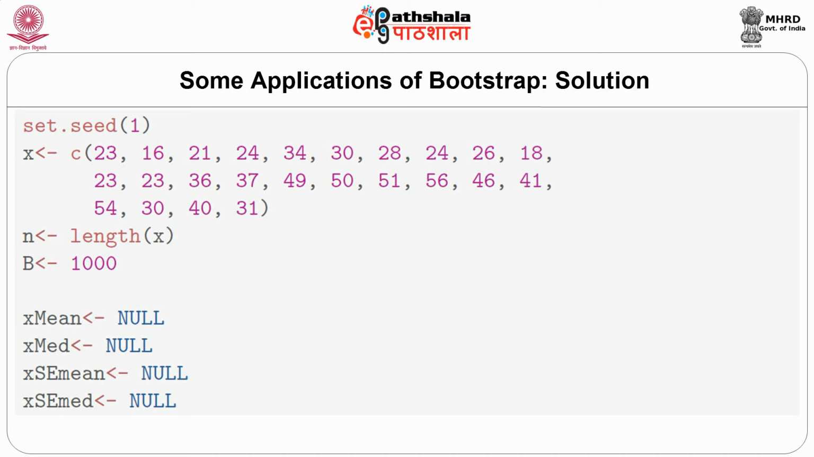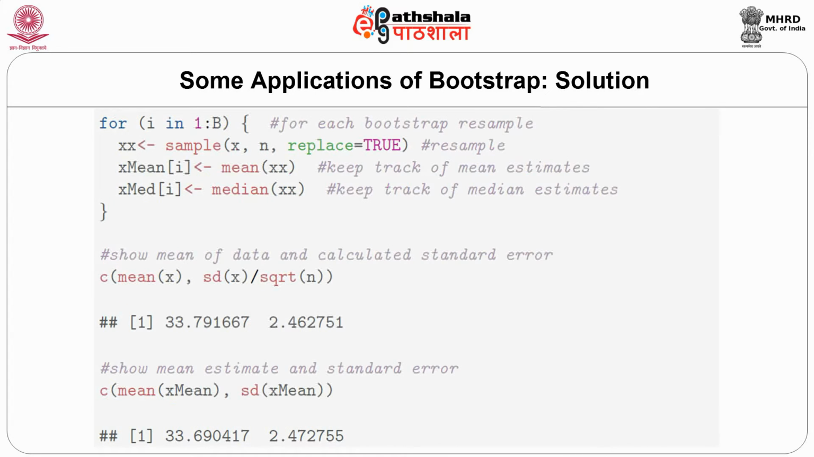Now, this should be pretty easy given that we have done a couple of exercises in R. So, what we do is again set.seed for reproducibility, and one can have different seed numbers. Define the vector x, which is the number of accidents per year. n is length of x, and we set b to be 1000. Then define 4 vectors: x mean, x median, x standard error of the mean, and x standard error of the median.